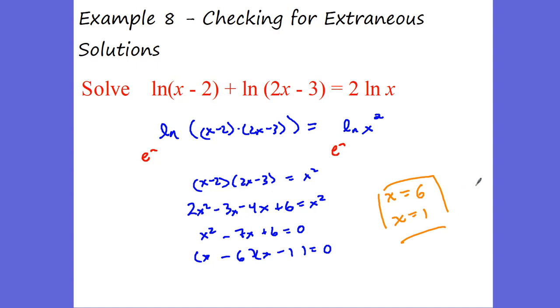Now we can put them into our equation and see if it works. So you put in 6, so you have natural log of 4 plus natural log of 12 minus 3, that's 9, equals 2 natural log of 6, and you would see that works. But when you put a 1 in, you're going to get natural log of negative 1. And try natural log of negative 1. You get an unreal answer, which means that is an extraneous solution that does not work. You only have one solution, which is x is equal to 6.